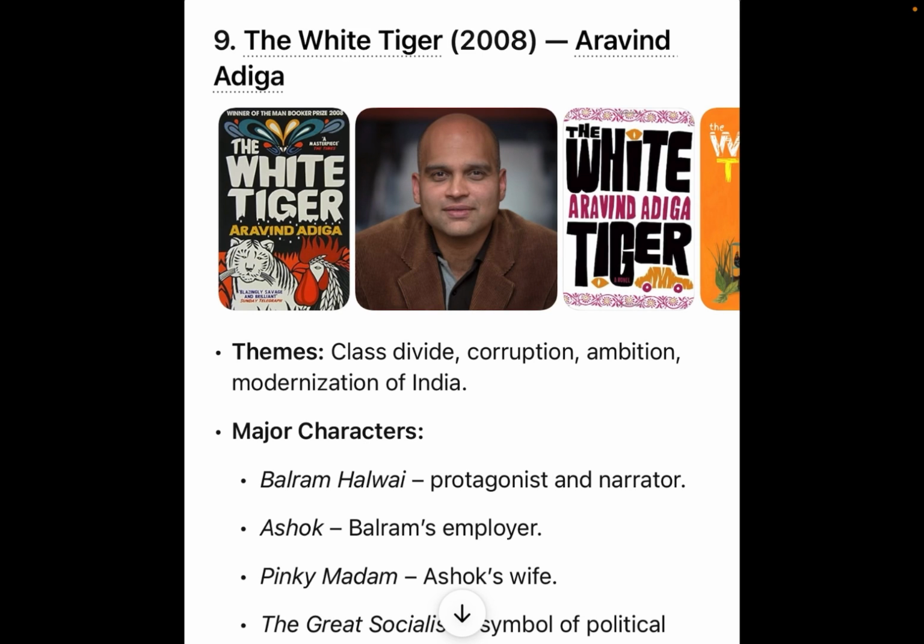So The White Tiger is a novel written by Aravind Adiga. So it was published in the year 2008. And then the work talks about the class system, the class discrimination between upper class and lower class. It talks about corruption. It talks about ambitions and modernization of India, right? So we have characters like Balram Halwai, we have Ashok, we have Pinky Madam, and then we have the Great Socialist, right?